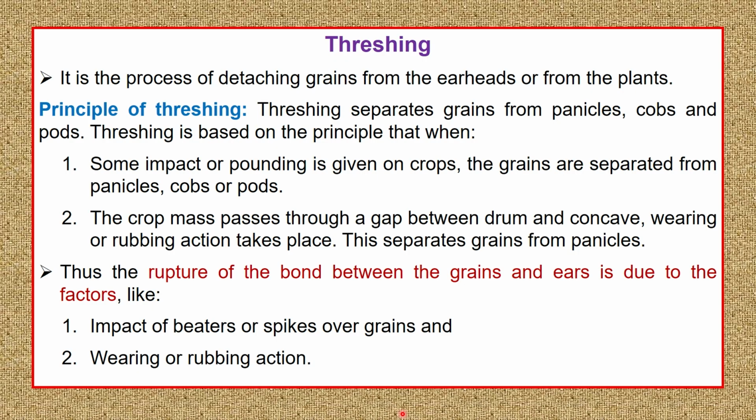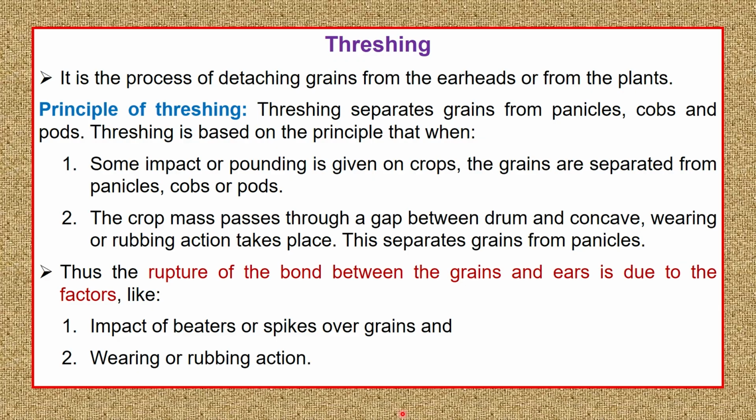So threshing of crop is nothing but removal of grain, or detaching the grains from the panicle, from the ear head, from the cobs or from the pods. That can be done either by beating over them, through impact or pounding action, or by passing the mass of crop through a restricted space where there is one moving element and one stationary element. While passing through this, wear and tear and rubbing will take place, and because of that the grain will detach. So these are the two prime principles through which threshing is accomplished.